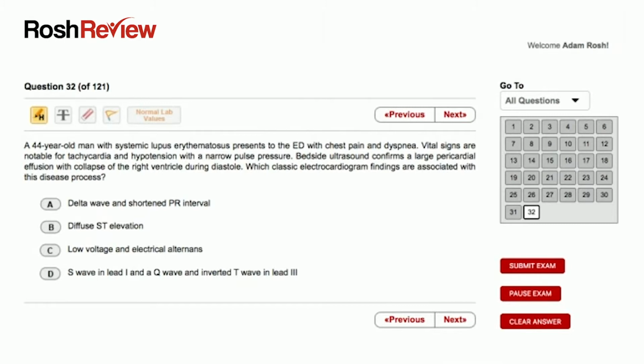So this is a two-step question. We have to first make the diagnosis and then correlate the classic ECG finding. And that's an important term here, classic ECG, because there may be a diagnosis or a condition that has more than one ECG finding. This question wants to know the classic finding.